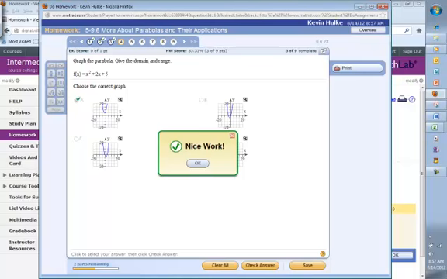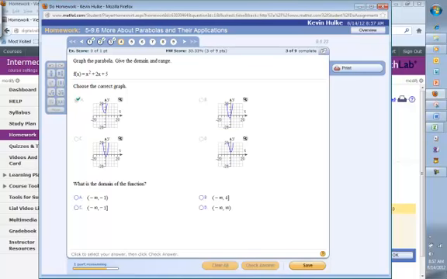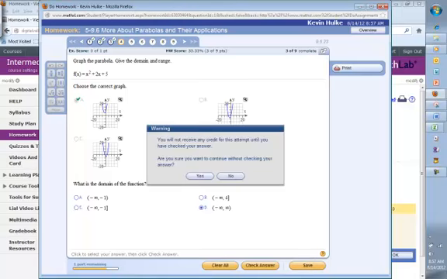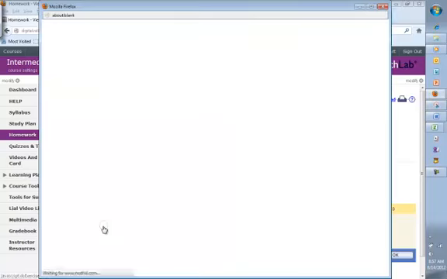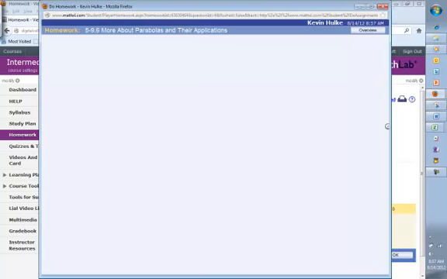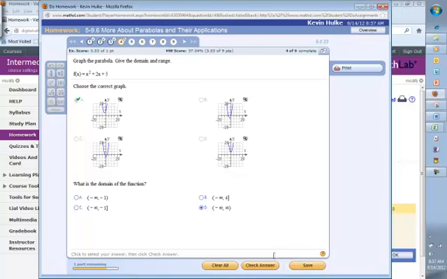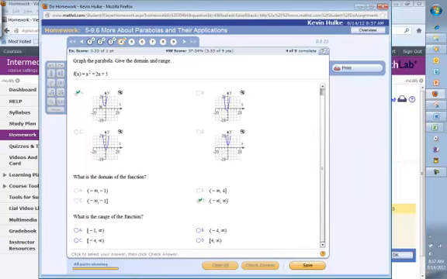All right. And the domain is all the real numbers because it'll go from negative infinity to infinity. Oops. We have to finish that one. I pressed the wrong button. Sorry. And the range goes just from 4 to infinity.